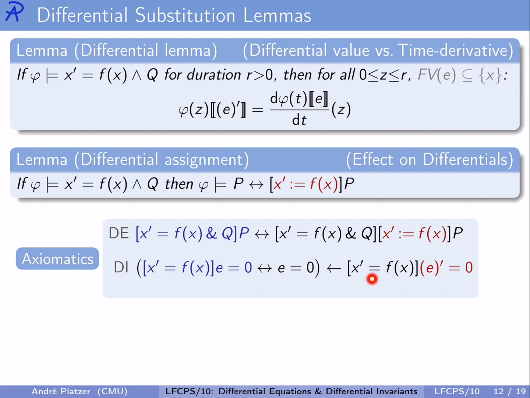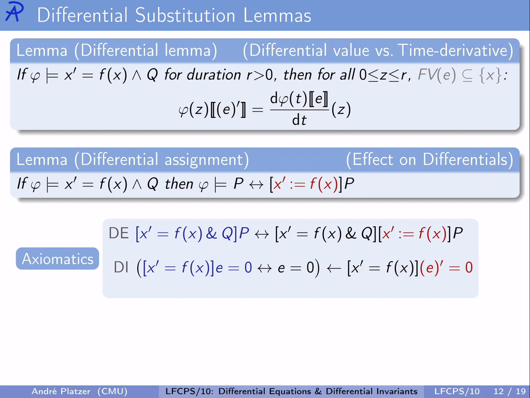So if we know that always after following a differential equation x prime equals f of x, e prime is 0, then we know that this left-hand side, the value of the e prime term, is always 0. But since along this differential equation the value of the e prime symbol is equal to the value of the time derivative, we also know that the value of the time derivative of e is always 0.